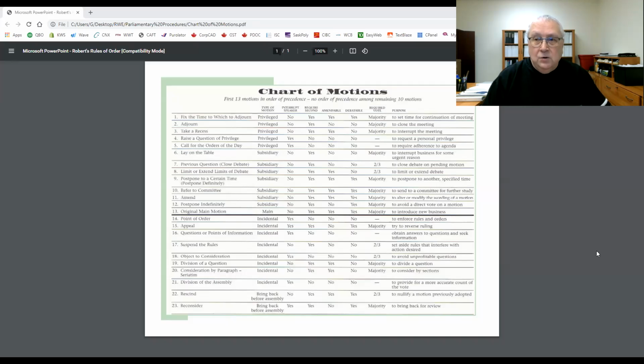If we go to the chart of motions, that really is the foundation tool for us as parliamentarians. We can be reminded of and we can make use of these tools. I'll now open the floor to questions.